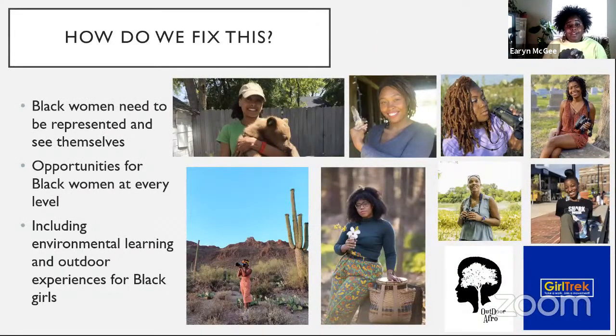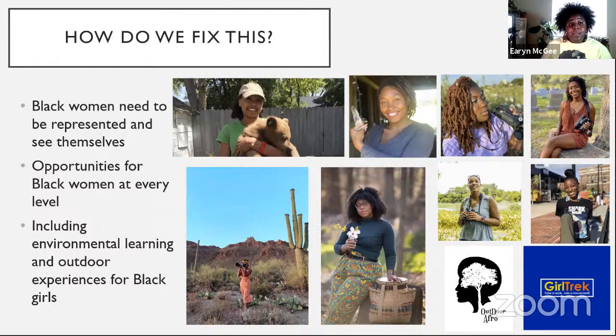Now, I've talked a lot about barriers, but don't get it wrong. Black women are here. We are participating in natural resources careers. We are participating in outdoor recreation. On the right here, we have pictures of some of my friends, some of the women who I look up to. We have Outdoor Afro, which is an organization created by Rue Mapp, a Black woman, to aid Black people in getting outdoors and getting those outdoor experiences. We have Girl Trek, which is also dedicated specifically to Black women and getting them outdoors. So Black women are here, but they need to be supported.